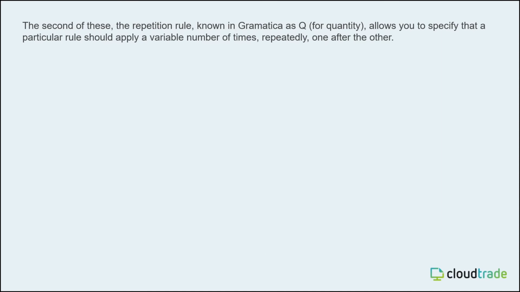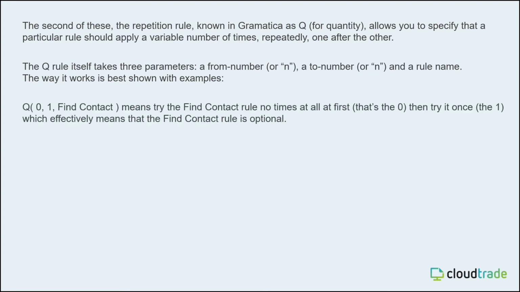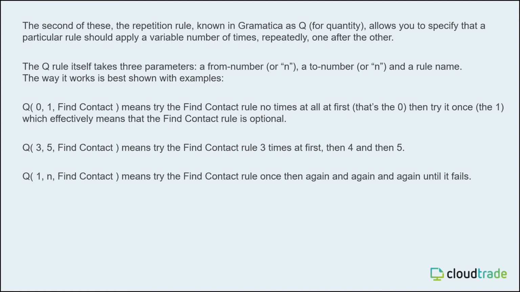The second built-in rule is a repetition rule, which we call Q for quantity, and that basically allows us to specify that some rule passed in as a parameter should be repeated from a from number to a to number, and that includes 0. So Q01 find contact basically says don't use the rule at all in the first instance, and use it once if you're asked to try again. Q35 would start by saying you've got to do it 3 times, then 4, then 5, and we could also have as a parameter n, which means go on forever until the rule fails.